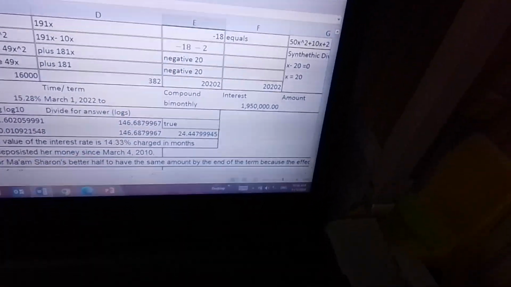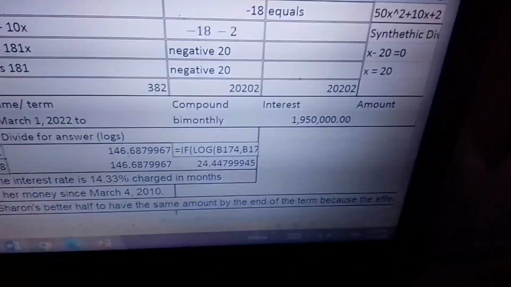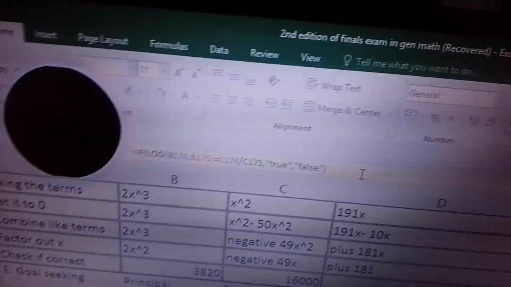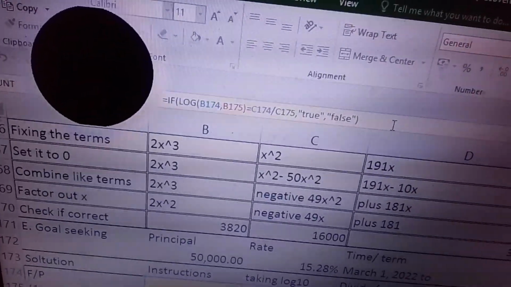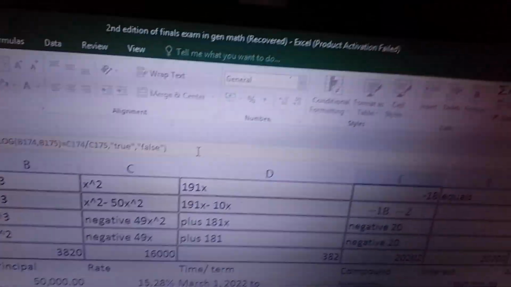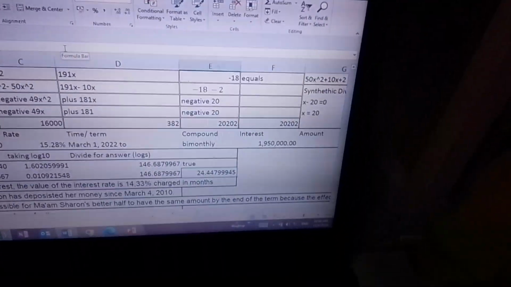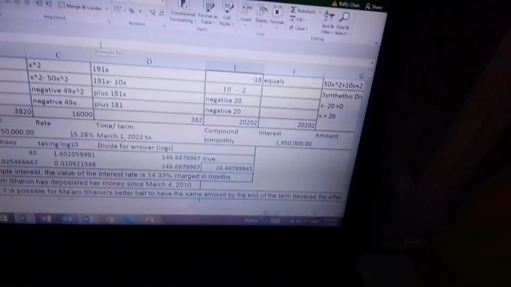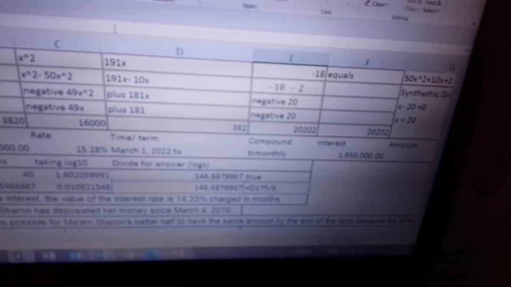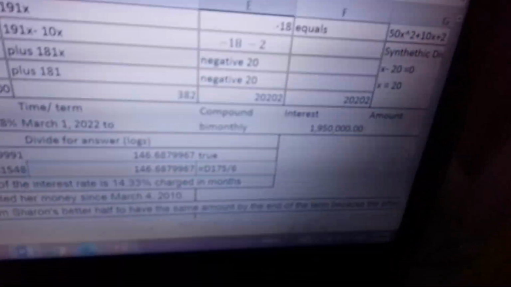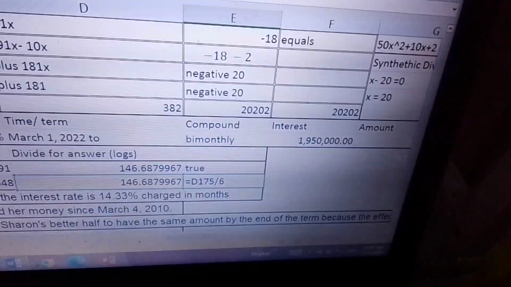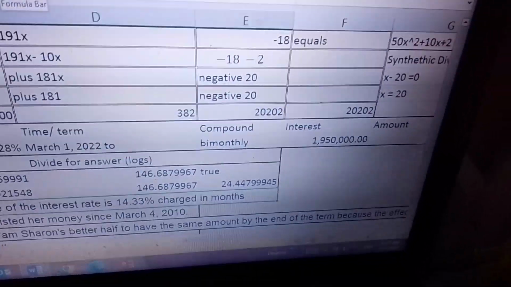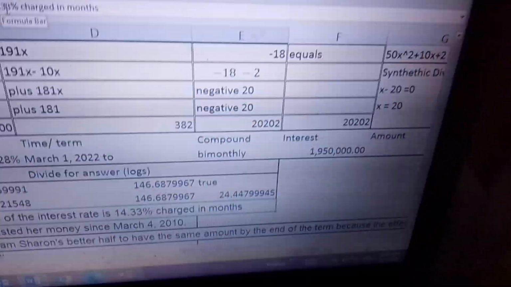To verify if this is true, yun nga, I type this if function. If the log of these two is equivalent to dividing, if it's correct, true, if it's wrong, false. And that's true. And this one, do continuous division. And that is we have to divide by 6 because it is compounded bi-monthly. And we should get 24 years.